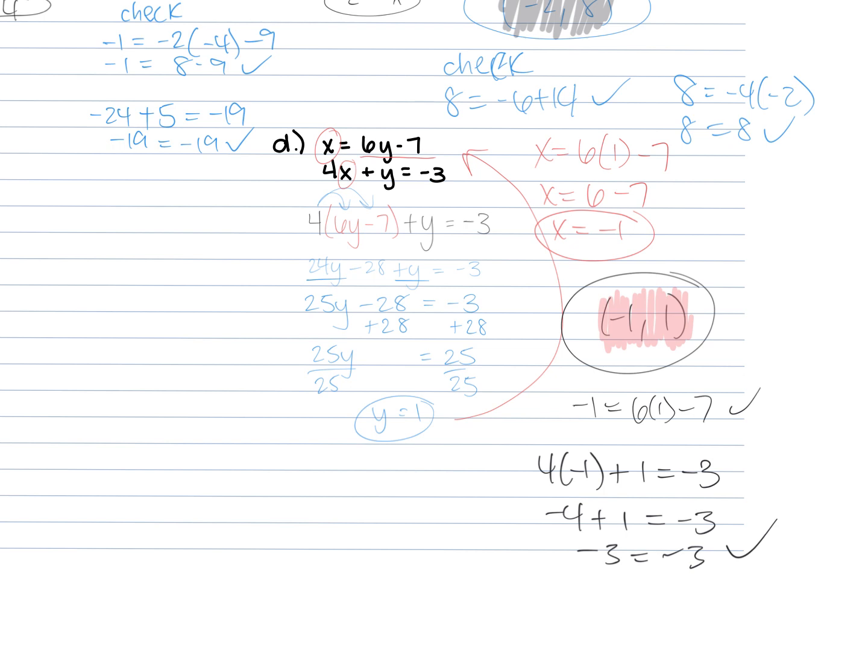Because let's walk through it. If we plugged in y here, we would get 4x plus 1 equals negative 3, right? Subtract 1 from both sides, you get negative 4 equals 4x. Divide by 4, x equals negative 1. What we got for the other one? Yeah. Any questions on these 3 examples?